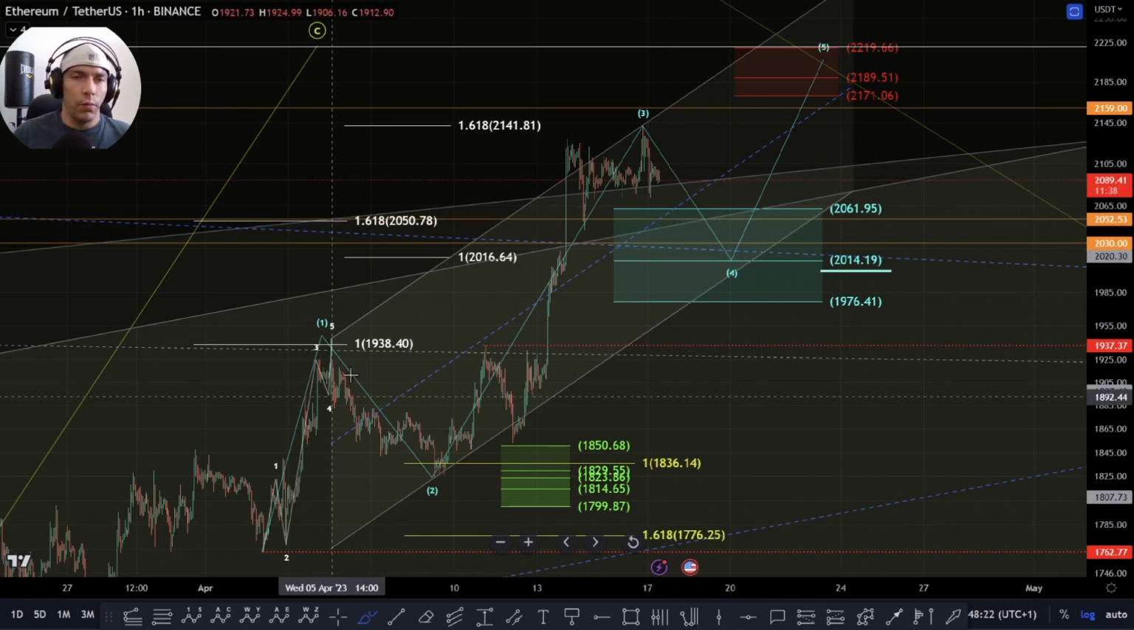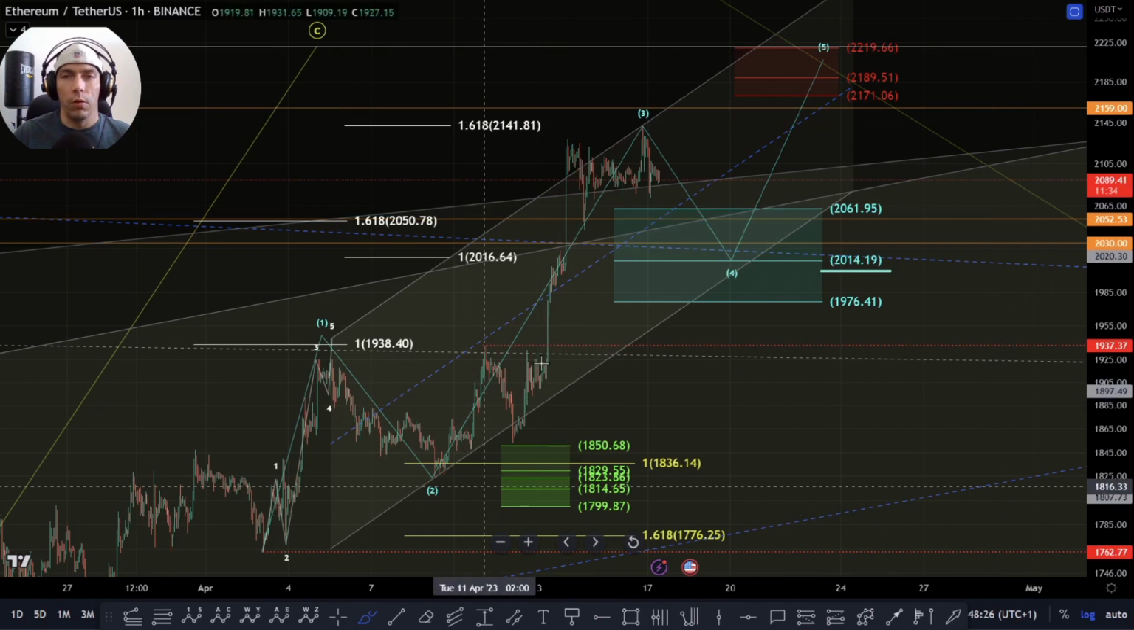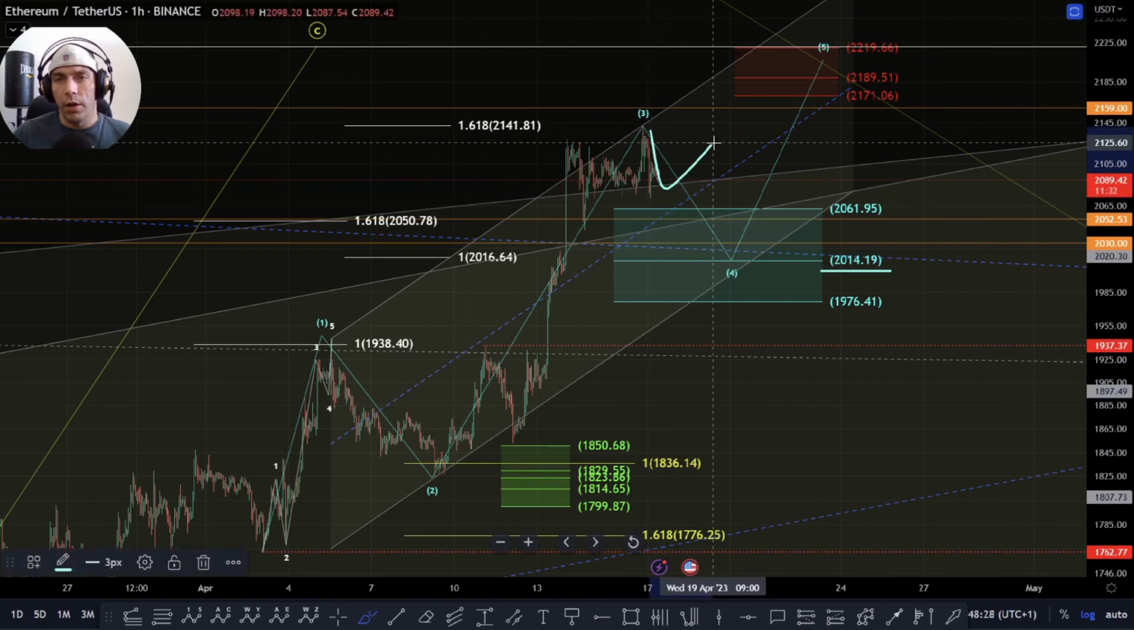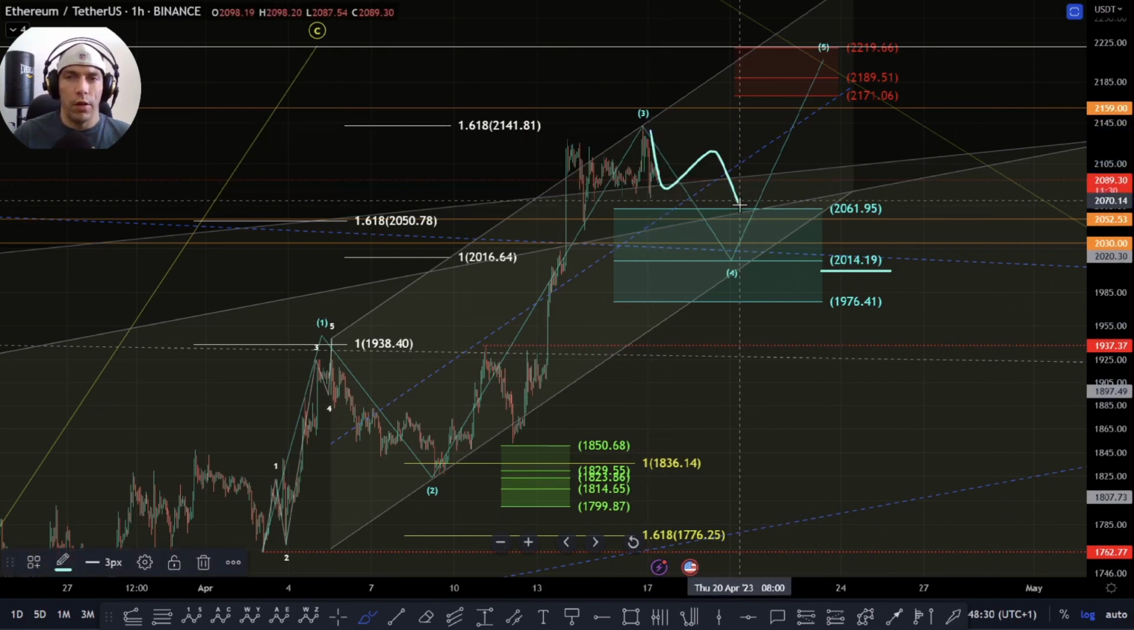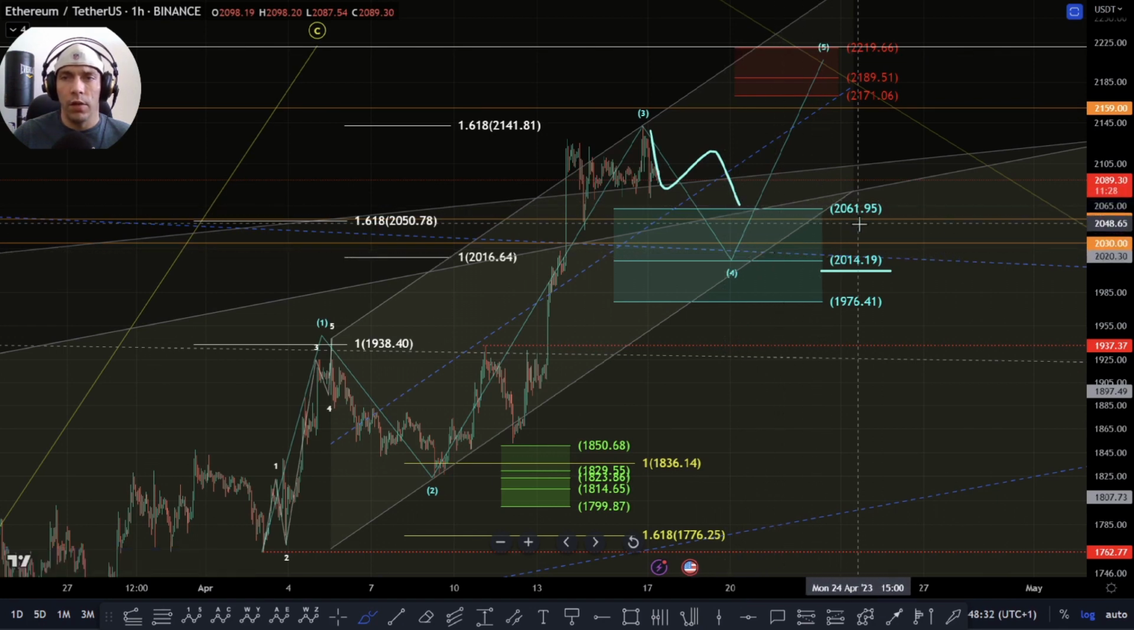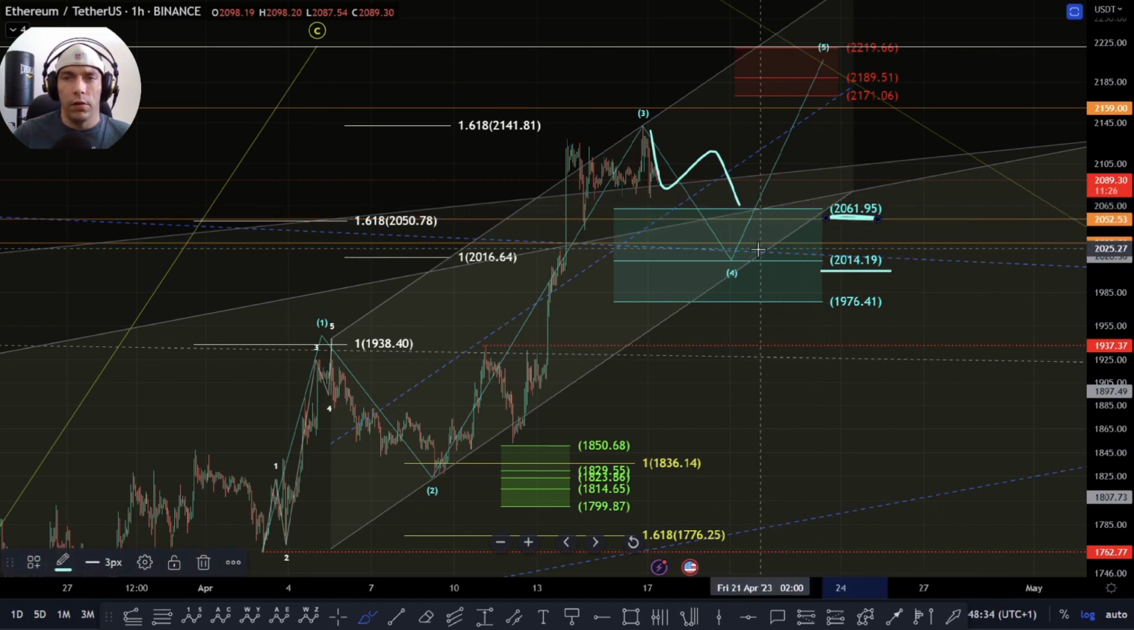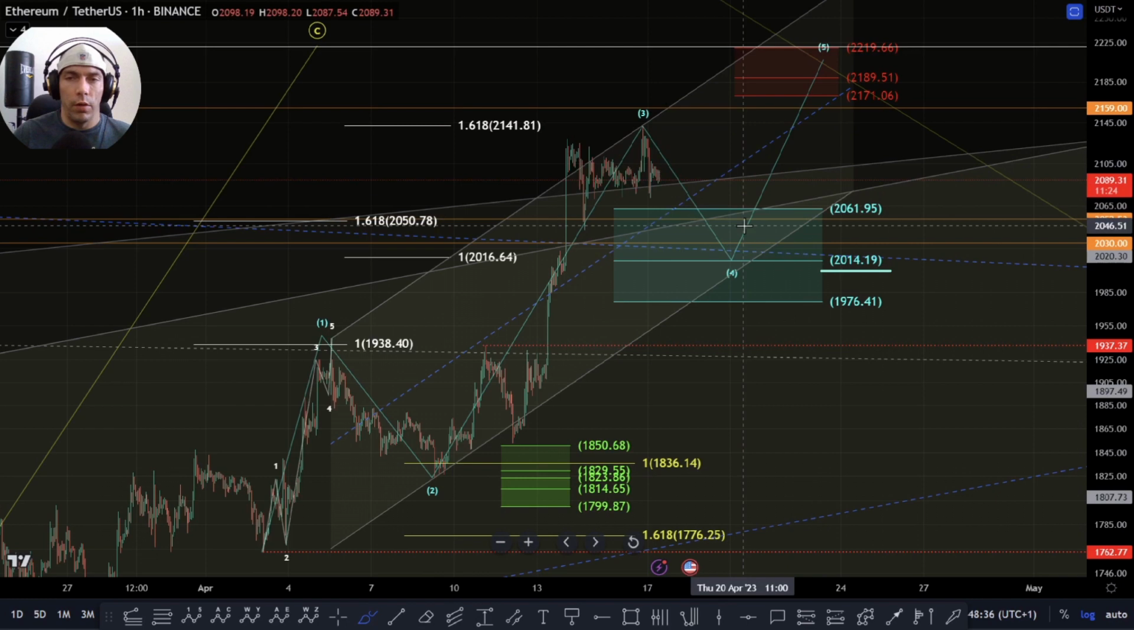But if we're looking for this as possibly being an extension within a third wave here, sometimes what we might get is shallower retracements. So we'll have to just keep an eye on this. And even this 2061 level, that's a 236 retracement. We'll have to just keep an eye on it.